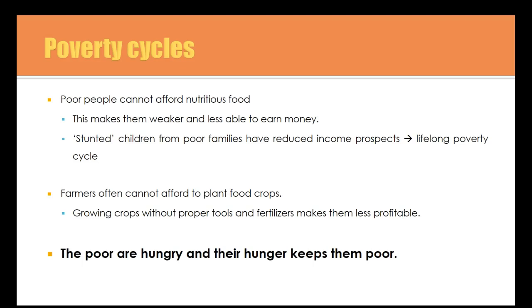So poverty cycles tend to impact on hunger. So poor people can't afford nutritious food. This makes them weaker and less able to earn money. The children from poor families have reduced income prospects, so they have what's called a lifelong poverty cycle. So the farmers can't afford to plant crops. Growing crops without proper tools and fertilization makes them less profitable. So the poor are hungry and their hunger keeps them poor.